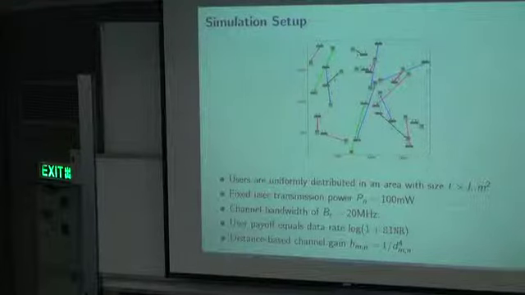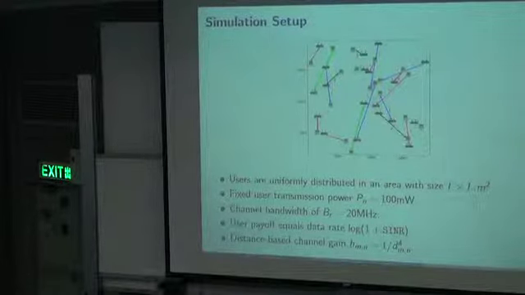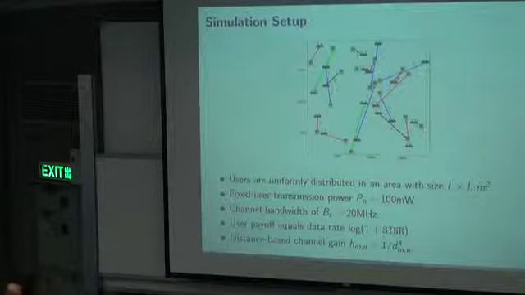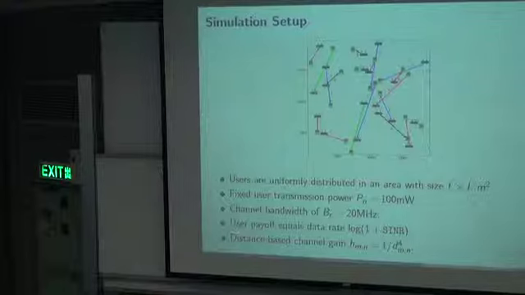Okay? Each transmitter has a fixed transmission power, 100 milliwatts. No worry about power control. And the channel bandwidth is the same, with frequency selective fading, so it's a homogeneous resource. And the user's payoff is equal to log(1 + SNR), it's a data rate. And the channel gain follows a distance-based model for simulation purposes.